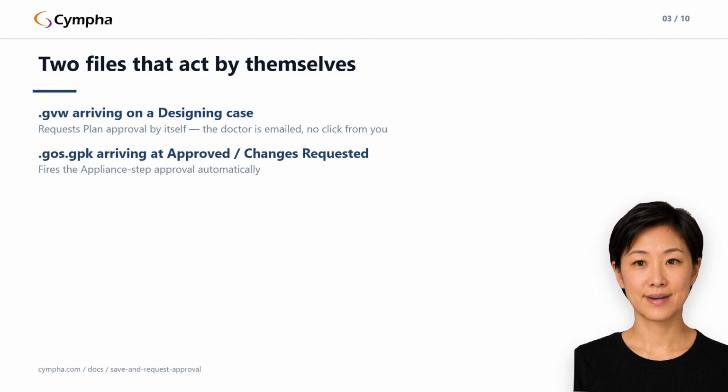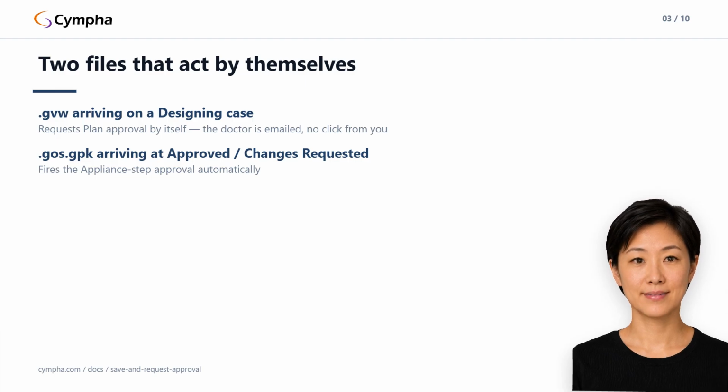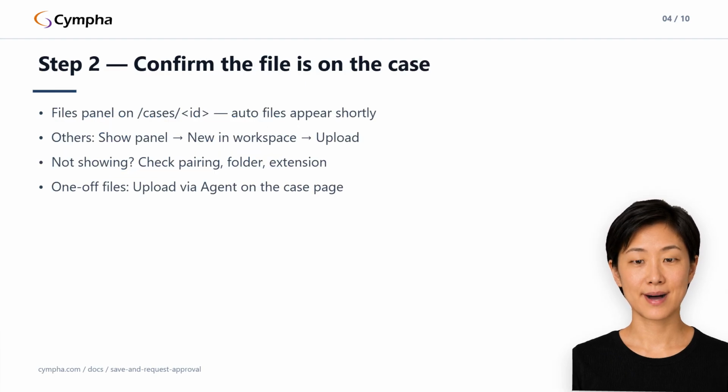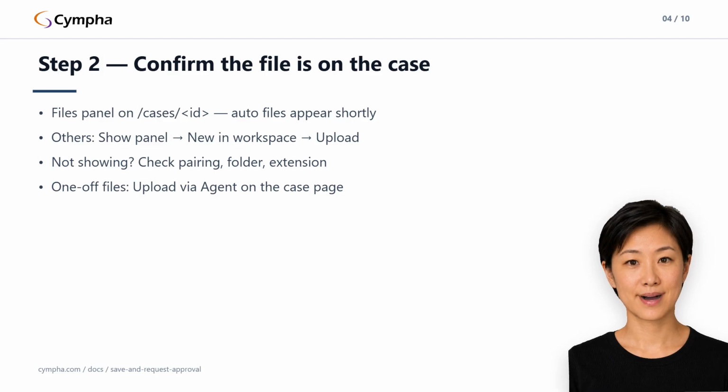Before requesting anything, confirm the cloud actually has your file. For the auto-uploading types, switch to the browser, open the case detail page, and scroll to the Files panel. The file appears shortly after you save it. For everything else, right-click the tray icon, open the Cloud Monitor panel, find the file under New in Workspace, click Upload, and then confirm it in the browser.